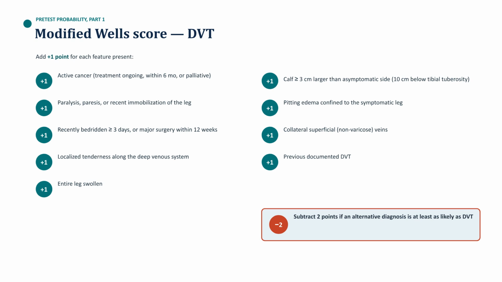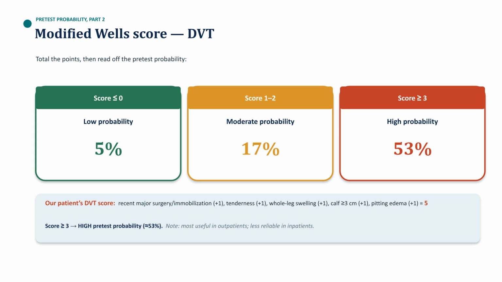Finally, here is the modified Wells score for DVT. We assign points for factors like active cancer, immobilization, surgery, and specific physical findings. Importantly, we subtract 2 points if an alternative diagnosis seems just as likely, ensuring our clinical suspicion remains accurate and focused. Now, let's total the points for the modified Wells DVT score.